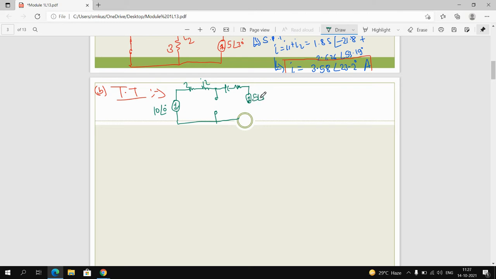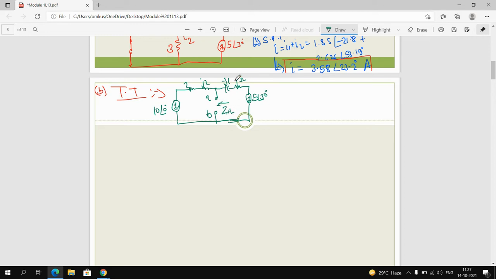and this is the 5 at an angle of 30 degrees. Now this is your first step. After removing the target terminal element, you need to find out these values: ZTH and VTH. So let's say this is AB. Find out the ZTH from this side.